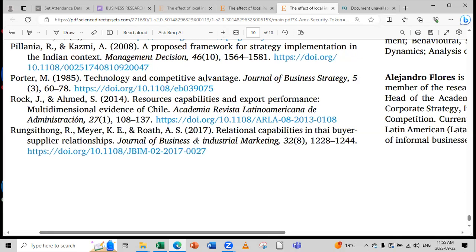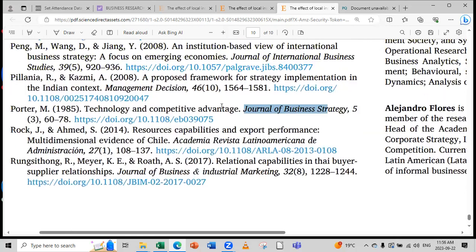The name of the author first, then the title of the research, then the source of the research, Journal of Business Strategy. Then here is the website, because he documented where he got it from. Another one.